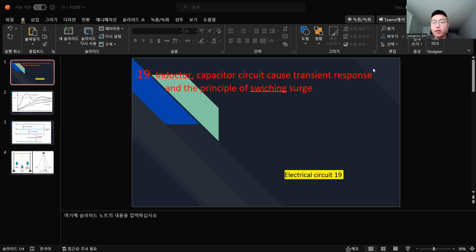If we understand this, it is also the same meaning as the principle of switching surge. Whenever we switch it on and off, the current surges. We will also learn about it, so let's move on.